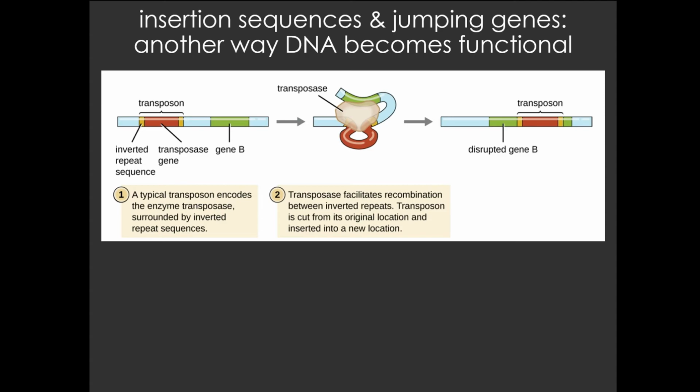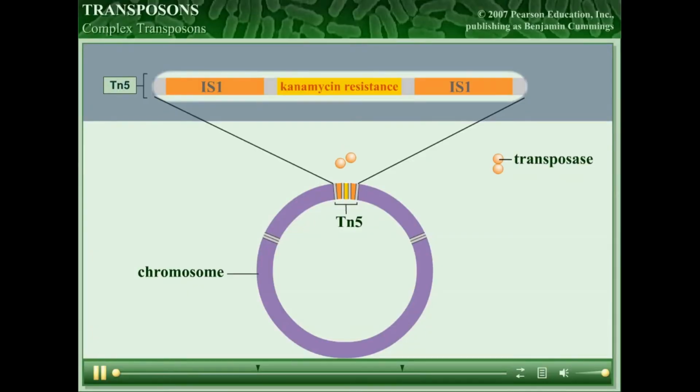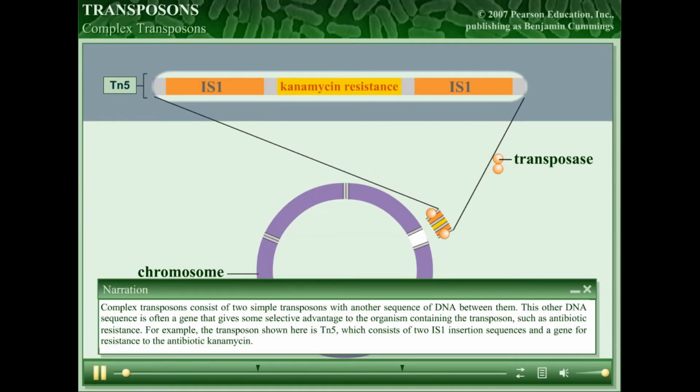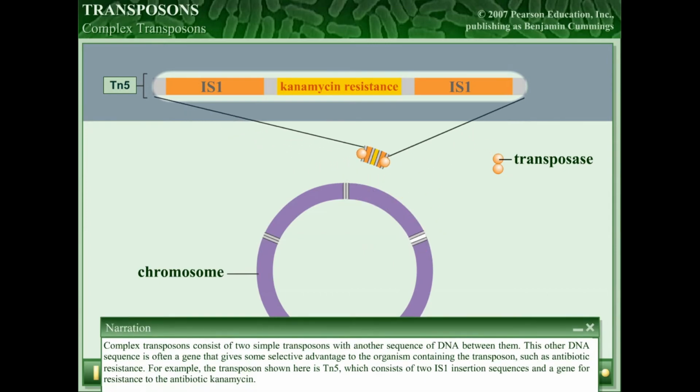So again, I'd like you to watch this process happen dynamically so you can see how this transposon can move into and out of chromosomes of DNA and become functional and convert that recipient cell to a truly recombinant cell who's going to keep and pass on this new trait to its offspring. Complex transposons consist of two simple transposons with another sequence of DNA between them.